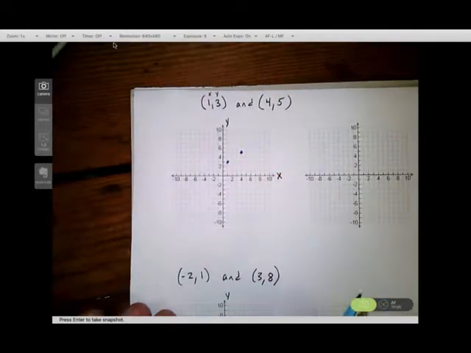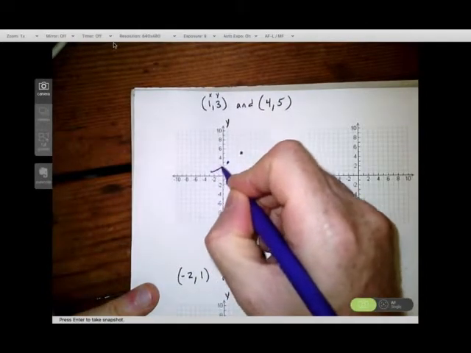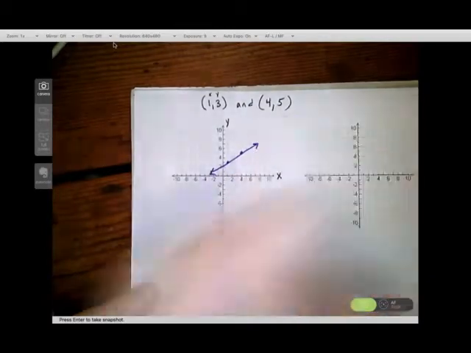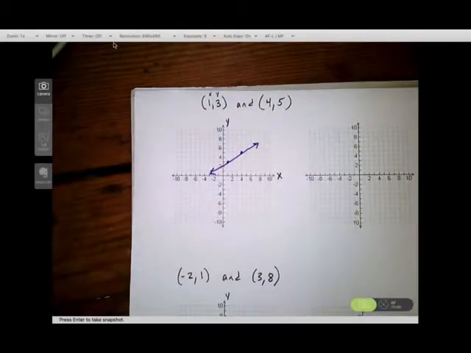Then what we want to do, and I'm going to set a bad example. I meant to get a ruler, but I don't have one, so I'm going to do my best to draw a straight line connecting those points, something like that. Okay, so there's the line. We're going to connect them.